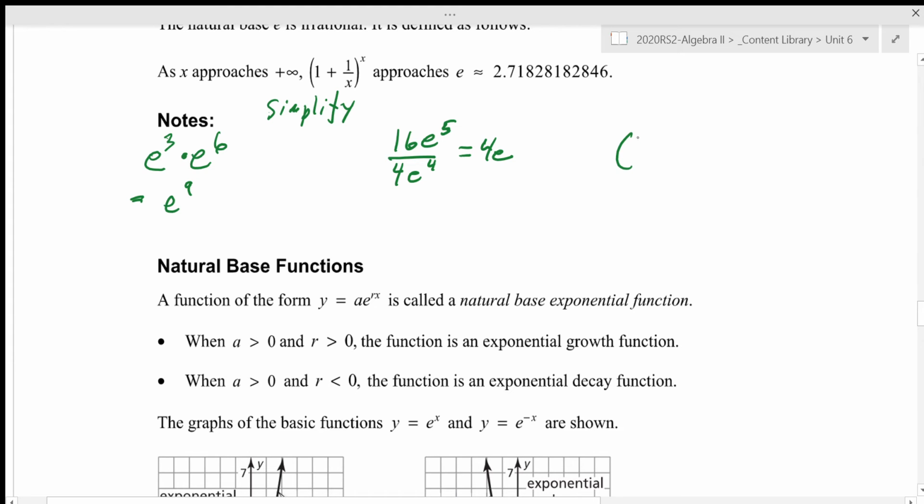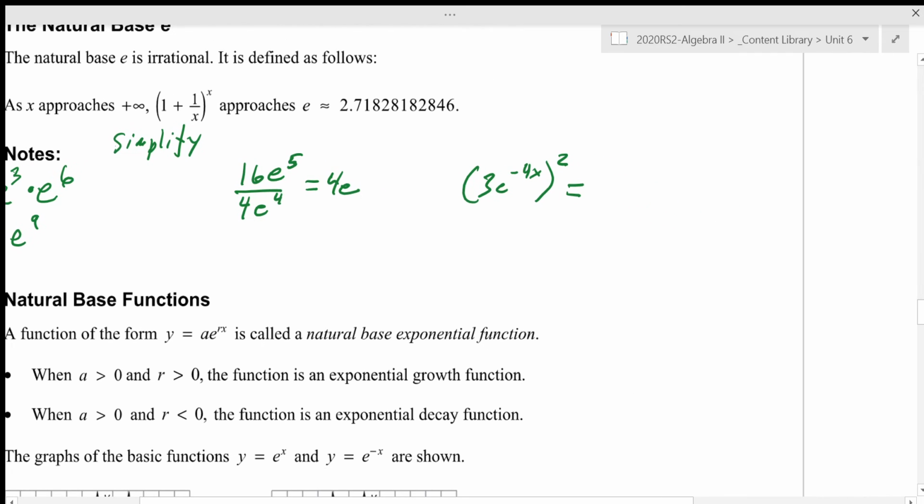Or if we have something like 3e to the negative 4x, squared, again, you do exactly what we did last chapter. You distribute the exponent. So this is 3 squared and e to the negative 8x, because you're multiplying the exponents together. That's 3 squared over e to the 8x, which is 9 over e to the 8x.